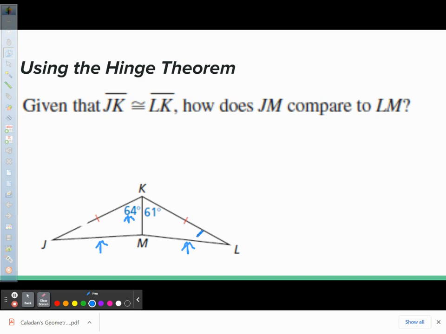And then look at ML. What's the measure of the angle that's opposite of ML, Kyle? 61. 61. So to compare these two sides, you got to compare the two angles, 64 and 61. Ben, which one's bigger, 64 or 61? 64. So this angle here is bigger. So which side would be bigger, Ivy? JM. So JM is greater than LM.